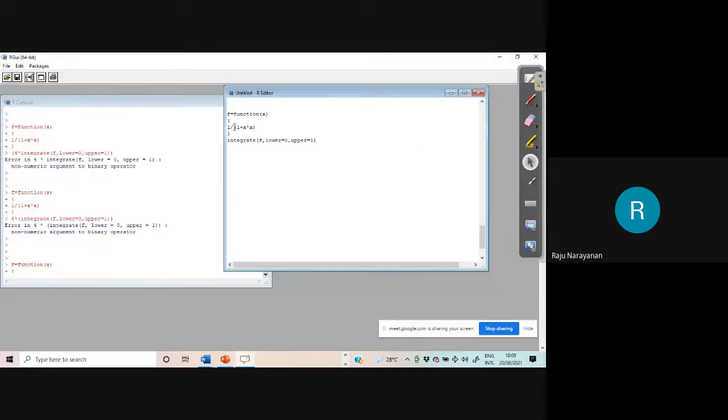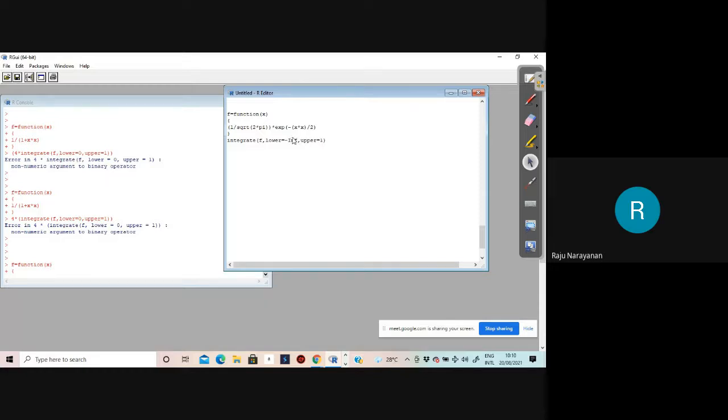Okay, therefore I shall play here only. I need not type all these things again. 1 by square root of 2 pi. I should put this in a bracket. 1 by root 2 pi into e raised to minus bracket x square by 2. Is it correct? E raised to minus x square by 2. Integrate f, lower is minus inf, infinity.